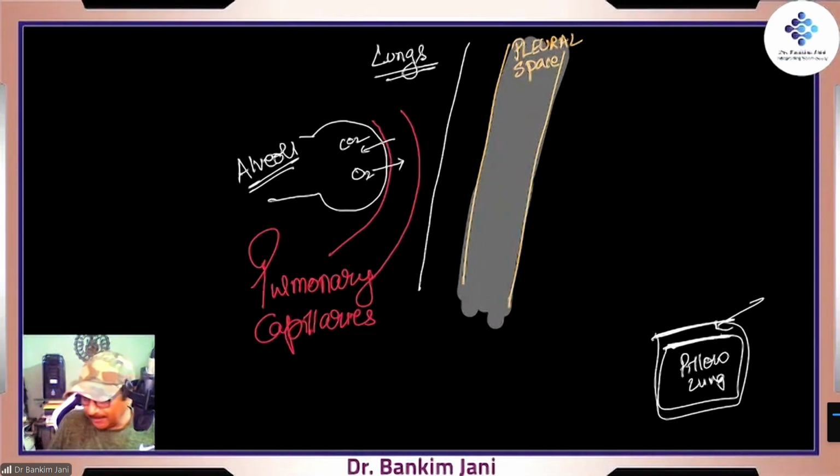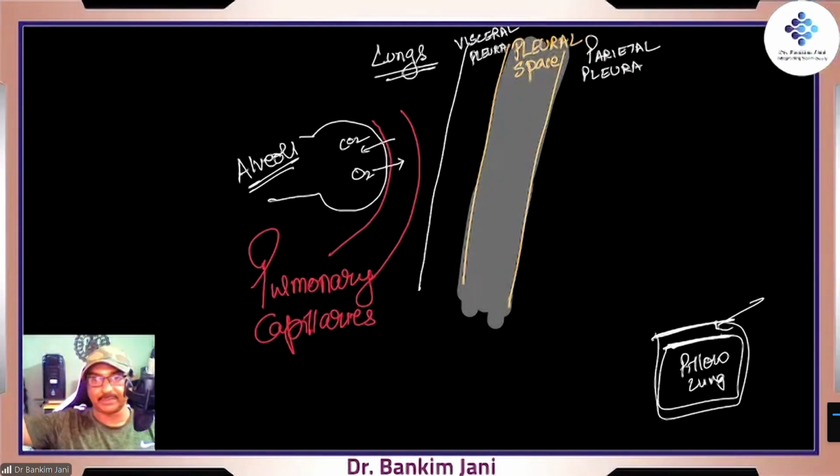Over here there are two layers. This one we can call the visceral pleura, and the layer outside the pleural space is called the parietal pleura. So far, all good. If this much is clear, the rest is very easy. The parietal pleura is where the chest, the muscles and intercostal spaces, etc., start. Visceral pleura: viscera means the organ.